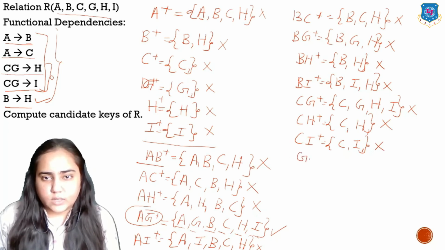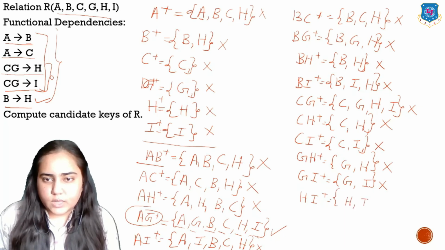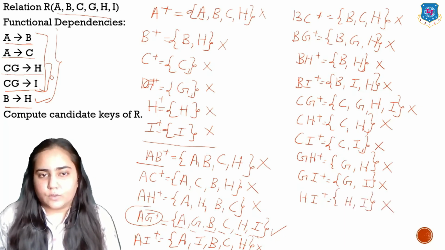Then we can check G. GH plus is equal to G and H. Nothing else can be added, not a candidate key. GI plus is equal to G and I, but nothing else, not a candidate key. And finally, HI plus, which is equal to H and I, but nothing else. This is not a candidate key either.